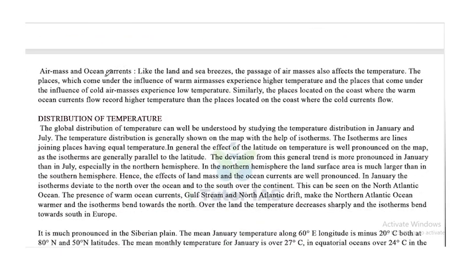Now, air mass and ocean currents. Like the land and sea breezes, the passage of air masses also affects the temperature. The places which come under the influence of warm air masses experience higher temperature, and the places that come under the influence of cold air masses experience low temperature. Similarly, the places located on the coast where warm ocean currents flow record higher temperature than the places located on the coast where cold currents flow.